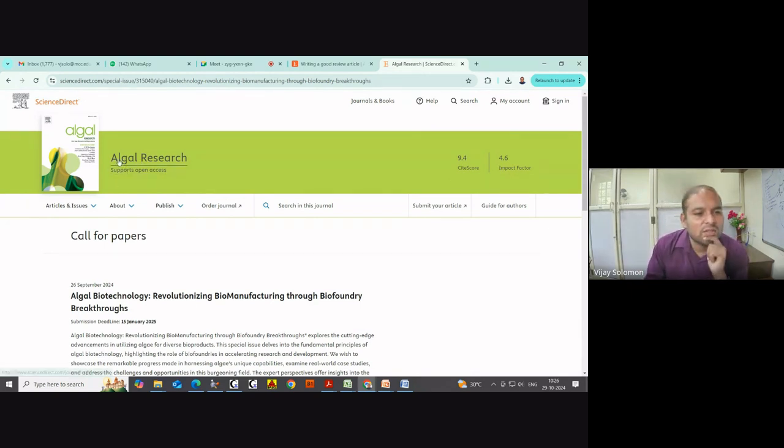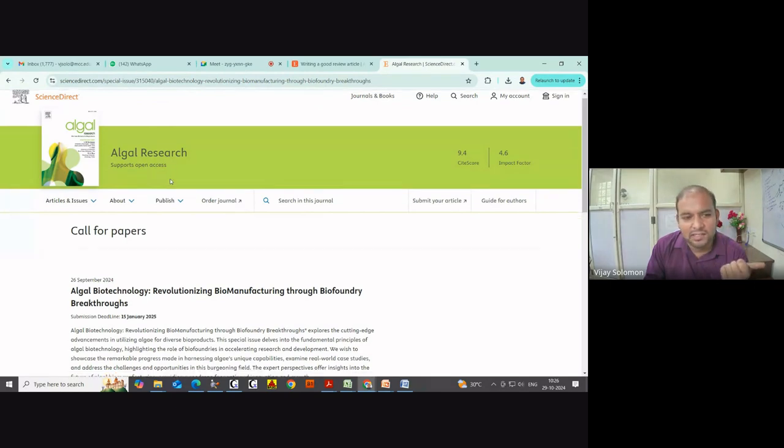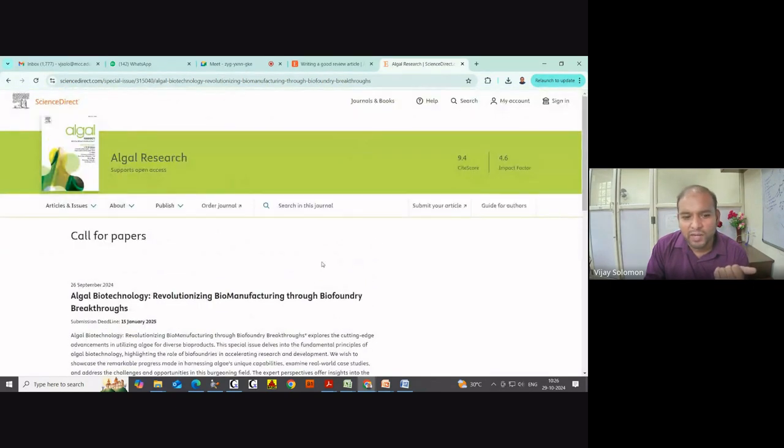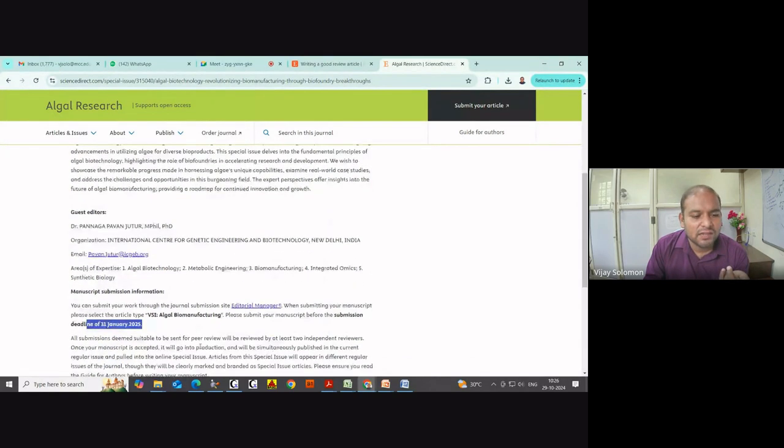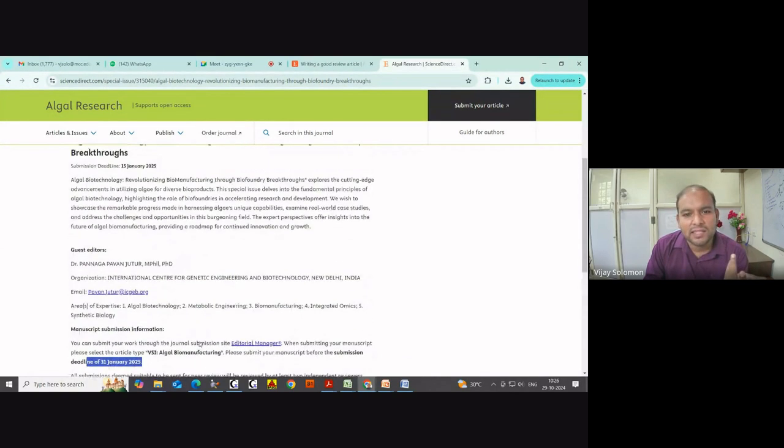Okay, but look at that, Algal Research supports open access, which means I don't have to pay. If I want to pay, I can pay. Otherwise, it's not mandatory. So I feel, oh, this is good. I can really go for this journal. It has a good impact factor. Now I want to look at the deadline. The deadline is 31st January. Okay, 31st January. So can I write something on that?